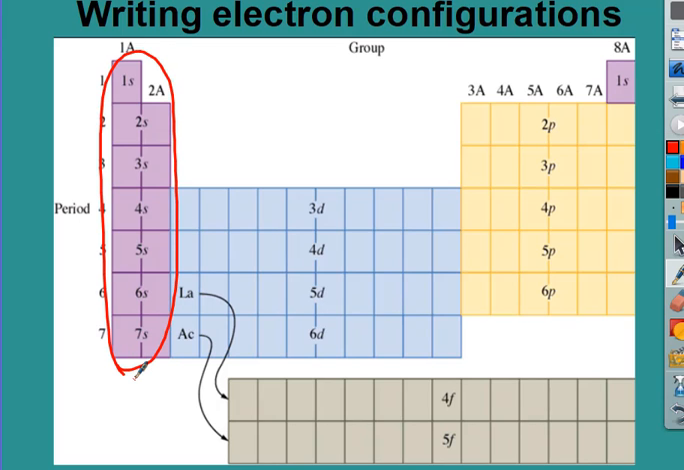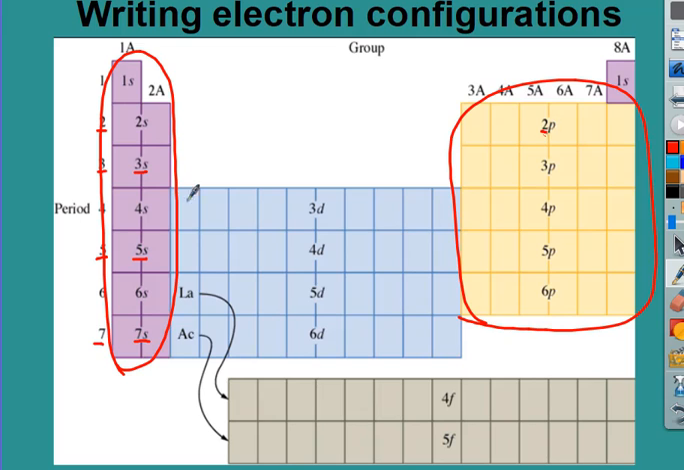The alkali metals and alkaline earth are the s block, so the period number is the same as which s. So if you're in the 5th period, you're in the 5s. The 7th period, you're in the 7s. The p's are over here. They're also the same as the period number. So 2nd period is 2p.